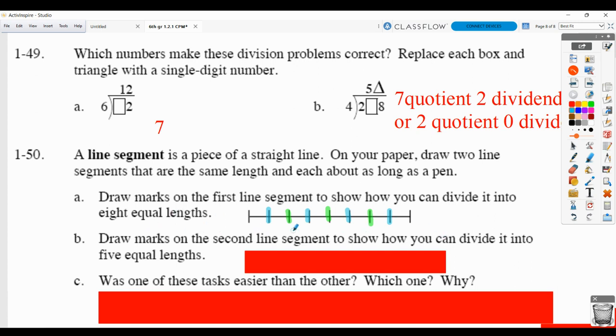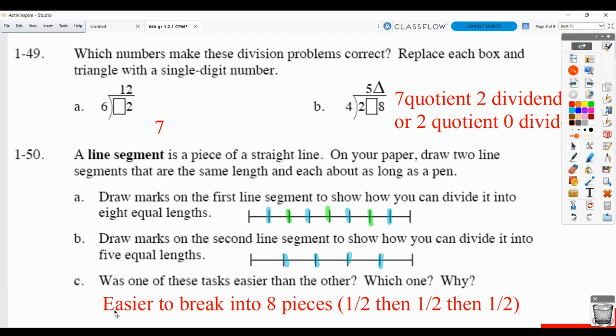And then they want you to draw marks on the second one to show how you can divide it into fifths. Now that's a little bit trickier because you can't do something as simple as halves, so you have to kind of estimate where these lines would be so that you end up getting fifths. And then they want to know which task is easier, and hopefully you would have seen that the first one is easier because, again, when you want to break into 8 pieces, you take half, then half of those halves, then half of those.